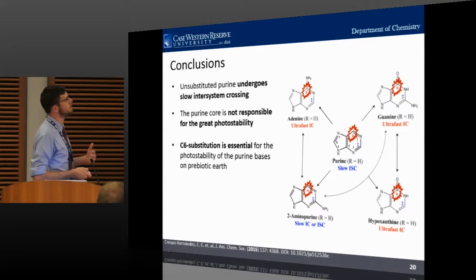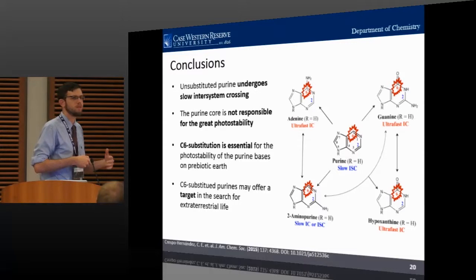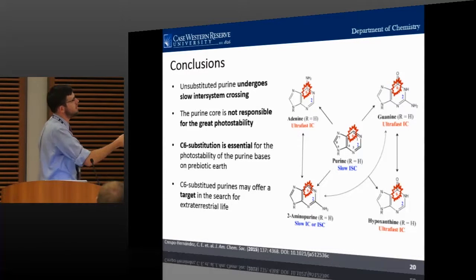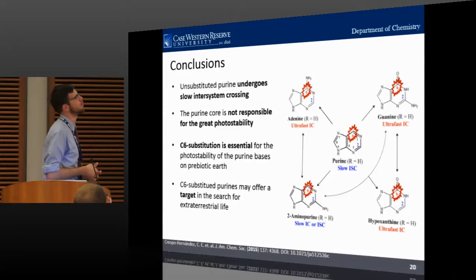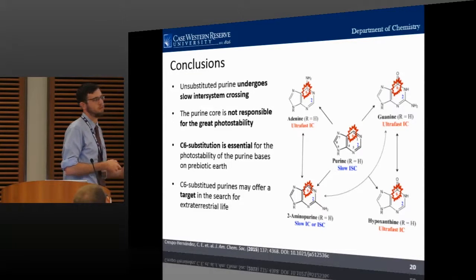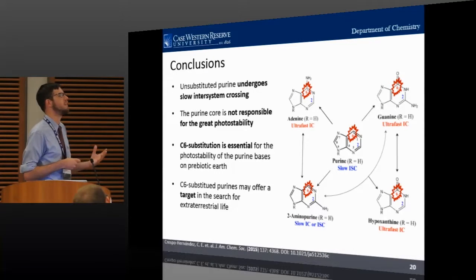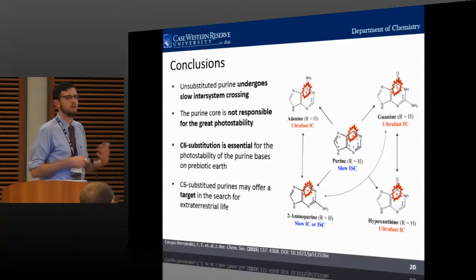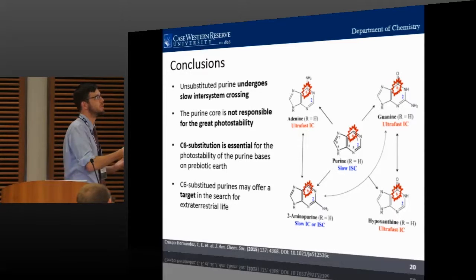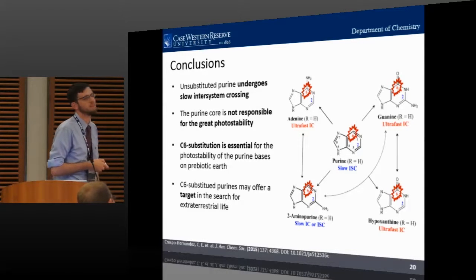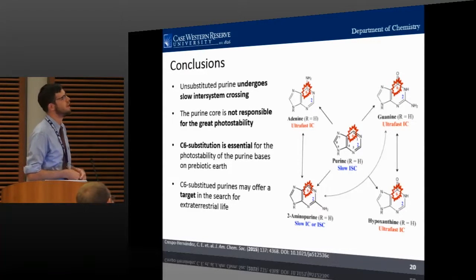And so this lends support to these bases being on prebiotic Earth, being photostable, and also provides targets for searching for other non-canonical bases, but requires that they should be substituted at the C6 position in order to be photostable and survive harsh UV environments.